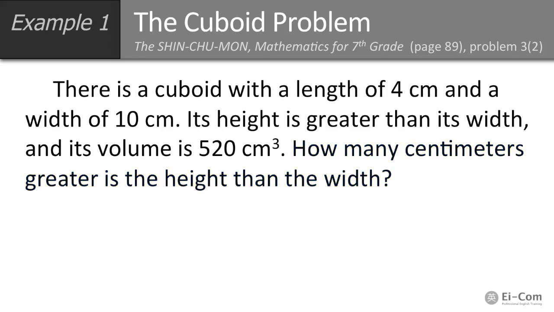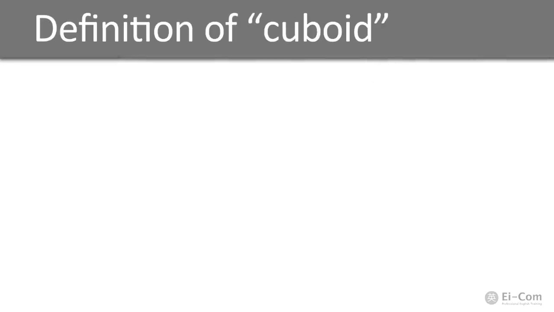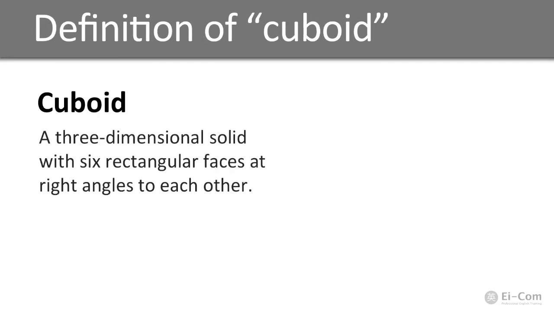Do you see any words or phrases that have special meaning in mathematics? The word cuboid, for example, is a word that is not used in daily life, but it has special meaning in mathematics. Let's review the definition of cuboid. A cuboid is a 3-dimensional solid with 6 rectangular faces at right angles to each other.